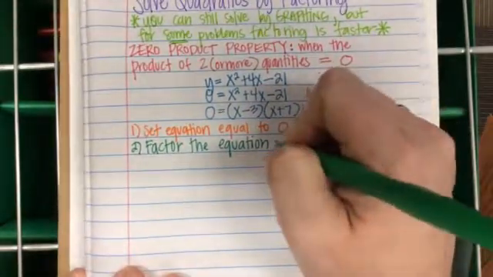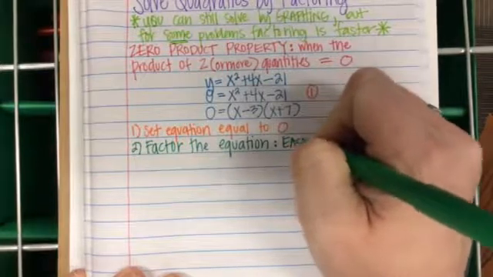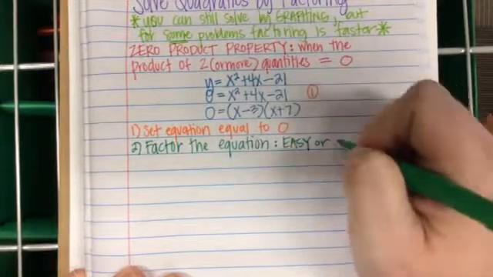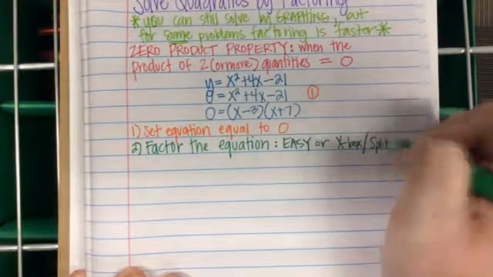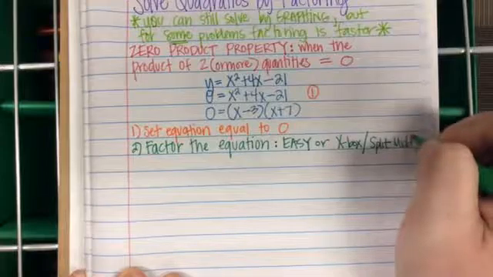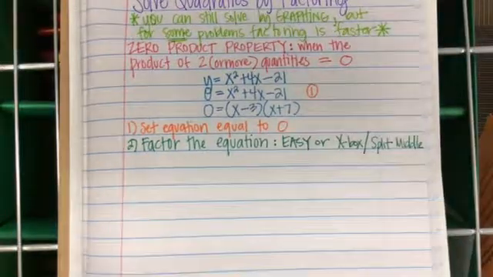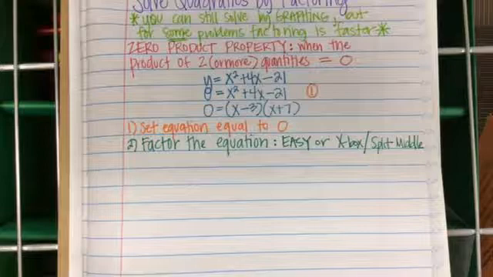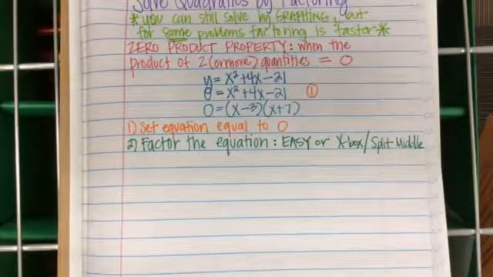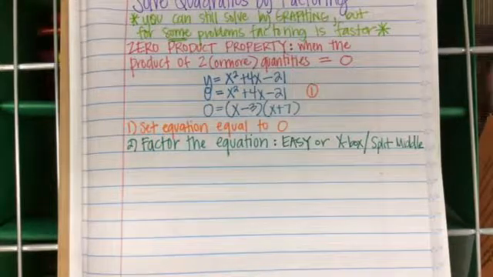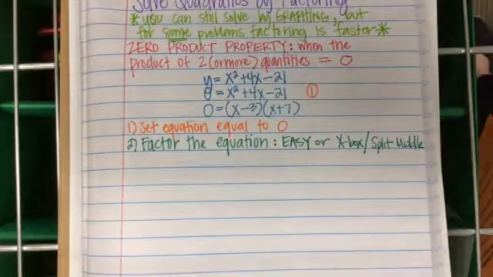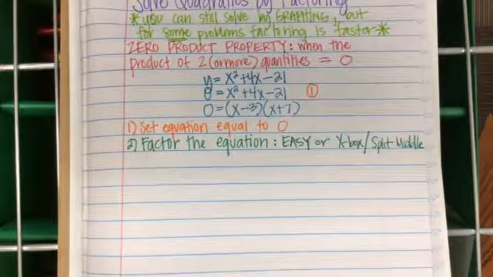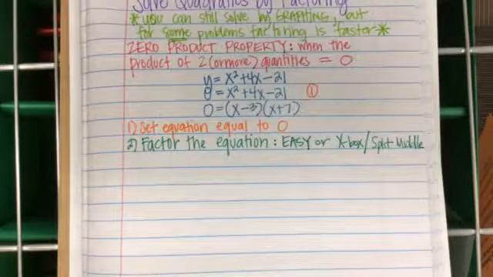It's either going to be easy, or you're going to have to do X box, split the middle. Your choice. I guess you could try to factor it, and it could be decided that it's non-factorable. If there are no factors that work out, then you can't solve it by factoring.